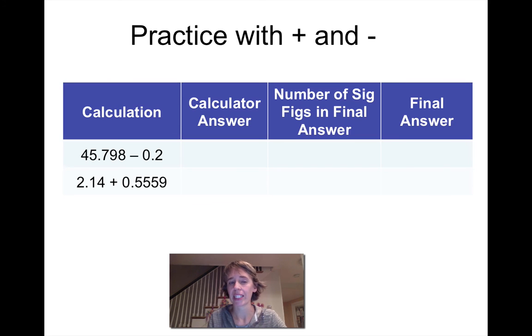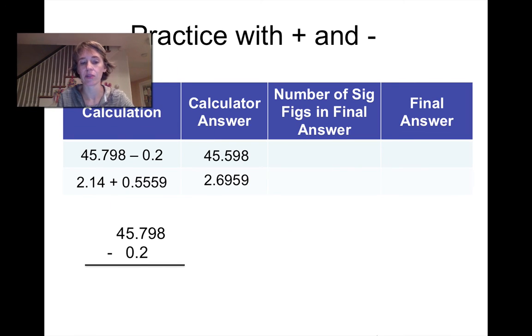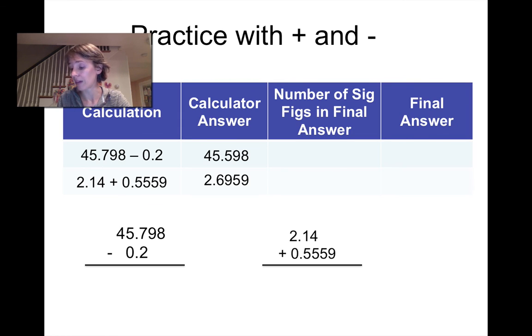Let's practice adding and subtracting. I've got some addition, a subtraction, and an addition here. Your calculator answers are as follows. This is one where you really want to rewrite it and line up those decimal places, because then you can really clearly see that you'll want to round to the tenths place on this one, and on the second one you'll want to round to the hundredths place. So that would end up giving us, for the first one, 45.598, so that would round to 45.6, and for the second one it would give us 2.6959, which we would want to round to 2.70.